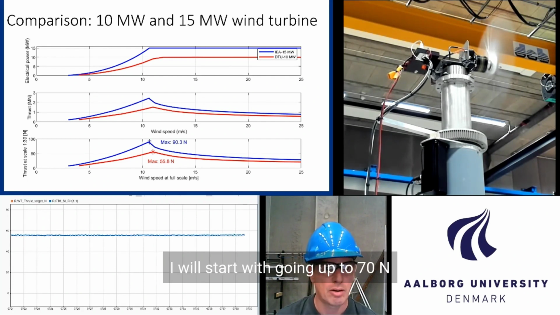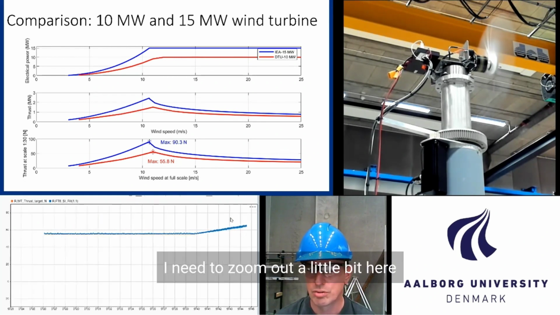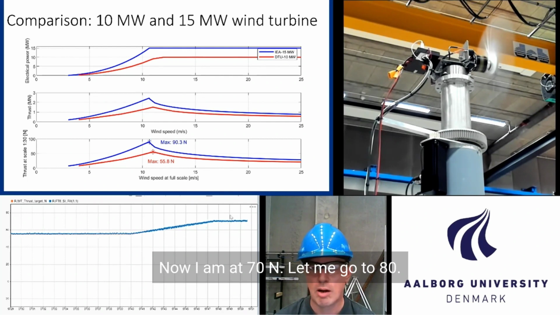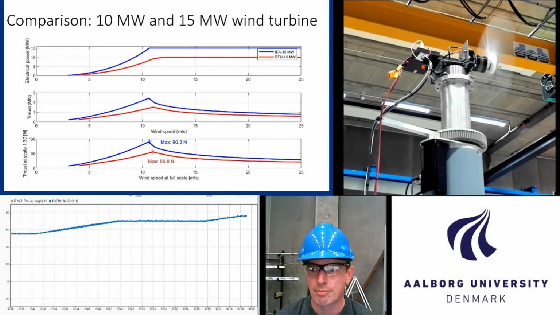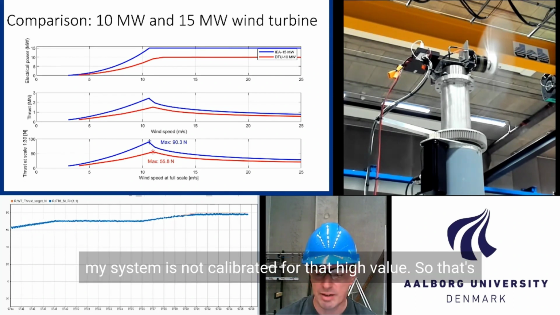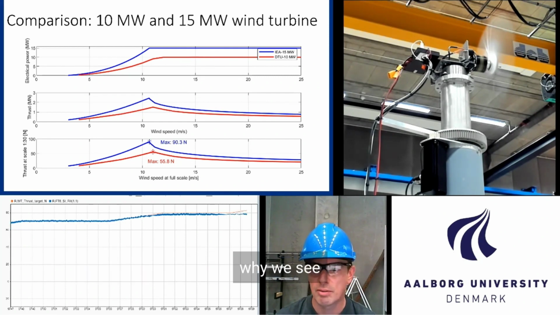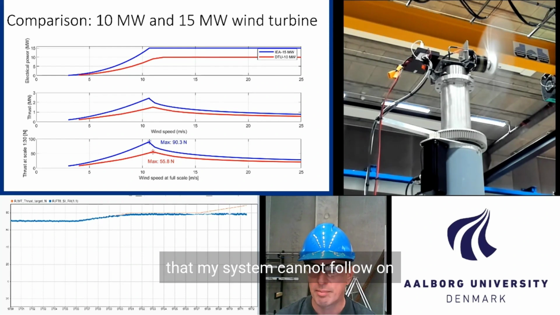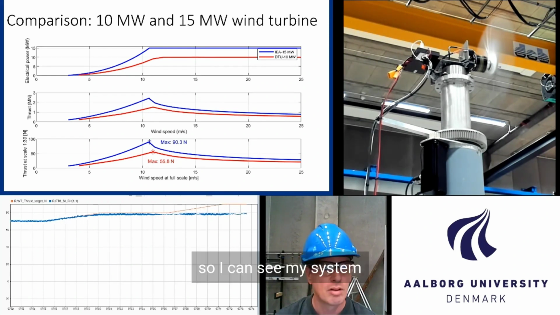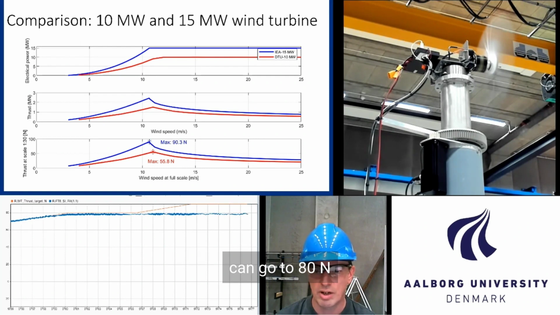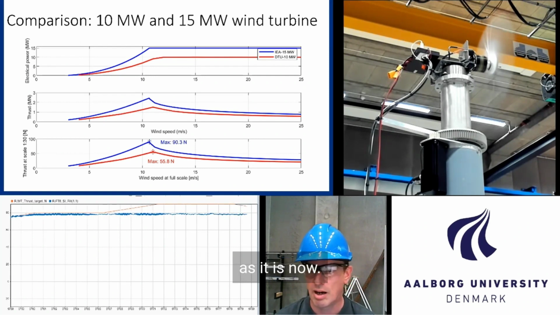I'll start by going up to 70 newtons. I need to zoom out a little bit here. Now I'm at 70 newtons. Let me go to 80. My system is not calibrated for that high value, so that's why we see that my system cannot follow up. So I can see my system can go to 80 newtons as it is now.